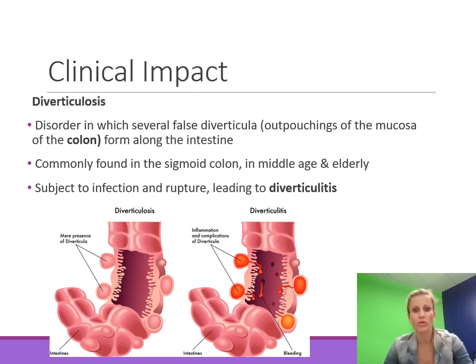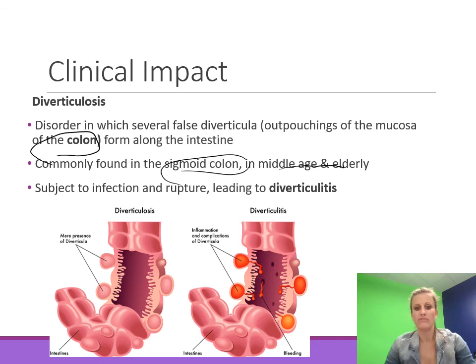Diverticulosis is a disorder where there are multiple false diverticula, or little outpouchings of the mucosa, like the diverticulum, that form along the intestine. Most frequently, it occurs in the colon, and specifically the sigmoid colon, the last section of the colon. It's most common in middle age and elderly, so in older individuals, it becomes more common. If there's no inflammation or infection or rupture, it's typically asymptomatic. However, the diverticula can become infected and inflamed and can rupture. And when they're inflamed, this is called diverticulitis.